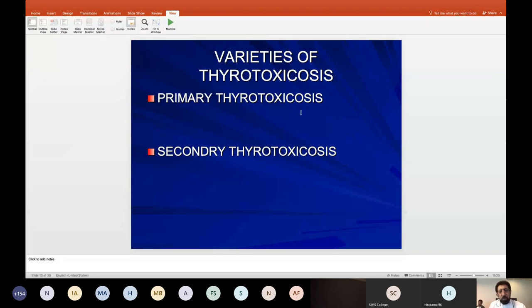If you talk about the varieties of thyrotoxicosis, we have primary thyrotoxicosis, in which the central nervous system, the neurological system and your ophthalmological system are more involved. Whereas in secondary thyrotoxicosis, we'll come to it in detail a bit later, but here mostly it is the cardiovascular system which is involved.